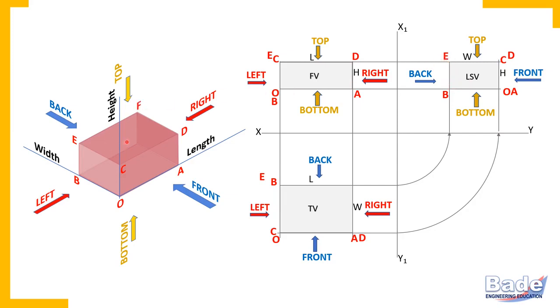Now let's look at point F. Point F is on the right side and at top. Point F is on the back side and on the right side, so here it is point F. And point F is on the back side and at top, so here it is point F. So these are the points we have located in the front view, top view and side view. It's a very important exercise we did here.